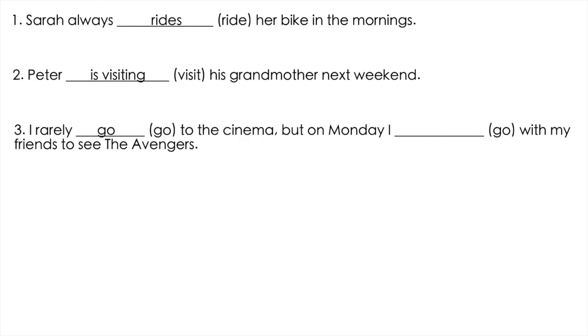I rarely go to the cinema, but on Monday, I am going with my friends to see the Avengers. Here, we're using 2 different tenses. In the first blank, we're talking about a habit that the subject has or does not have. In this case, he does not go to the cinema. So we're still using the present simple with the word rarely. I rarely go to the cinema, but now this is a temporary situation in the near future. On Monday, I am going with my friends to see the Avengers. Let's go to the next one.